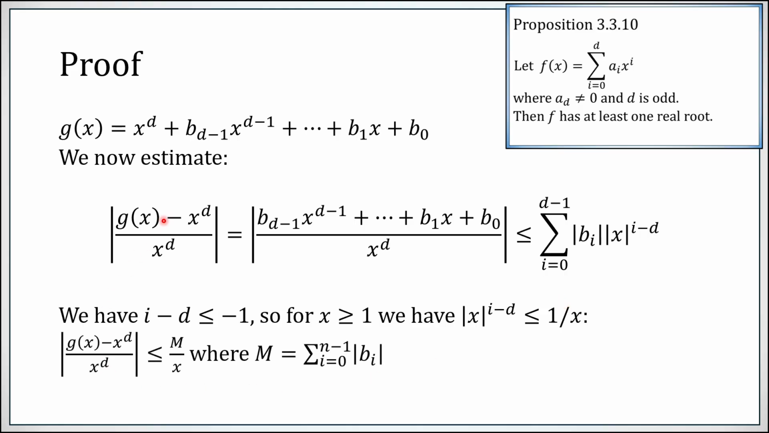So now, all of this is less than or equal to this sum. Every single one of these absolute values of x to a power is less than or equal to a constant, 1 over x, which you then factor out. Defining capital M to be this sum of absolute values of b_i's, we get this inequality right here. Provided x is at least as large as 1, we have this inequality, where M is a fixed constant.